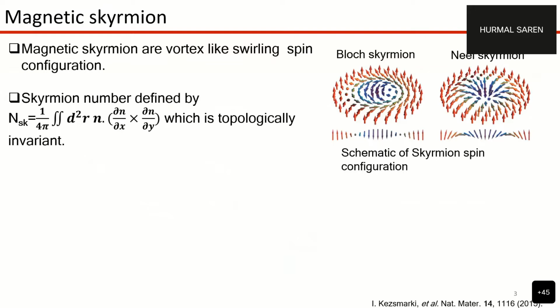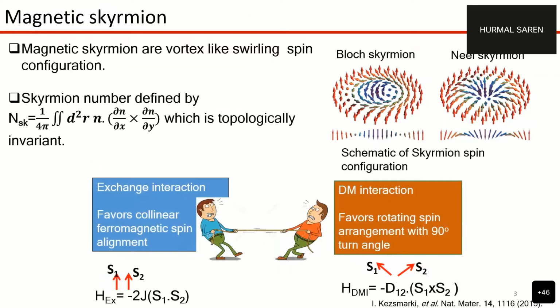So magnetic skyrmion, I think most of my previous speakers have already told. This is a vortex-like swirling spin configuration which can be characterized by the skyrmion number. There are different kinds of skyrmions, block wall type and Neel wall type, and there are different mechanisms responsible for skyrmion formation. Out of these, I would like to mention one: the competition between the exchange interaction and DM interaction. Exchange interaction favors collinear spin arrangement, while the DM, Dzyaloshinskii-Moriya interaction favors rotating spin arrangement with a 90-degree turn angle.